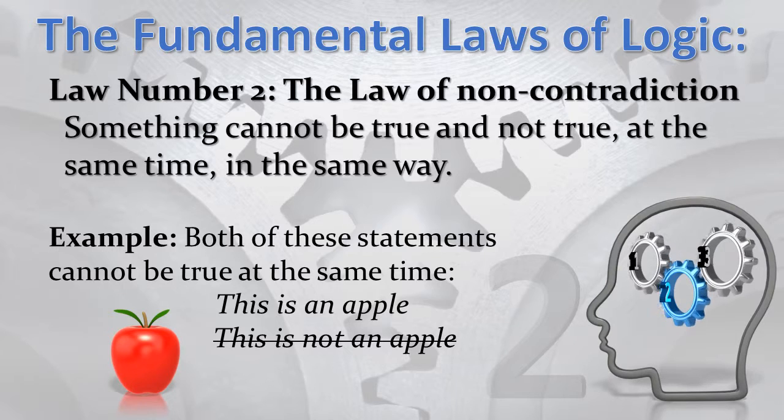The second law of rational thought and discussion is called the law of non-contradiction. This law states that something cannot be true and not true at the same time, in the same way, and in the same sense. The picture either is or is not of an apple. Both statements cannot both be true.